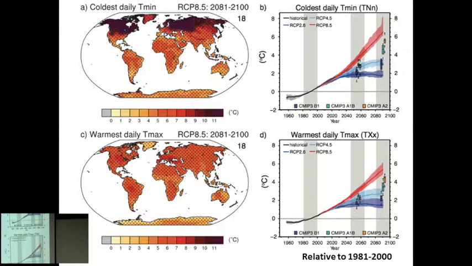And for the 2.6, we see that it increases but then stabilizes, because you know what this scenario means. There is an increase of radiative forcing up to 3.1 and then it goes down to 2.6 and stays like that. It's different from the others, which continue to increase.